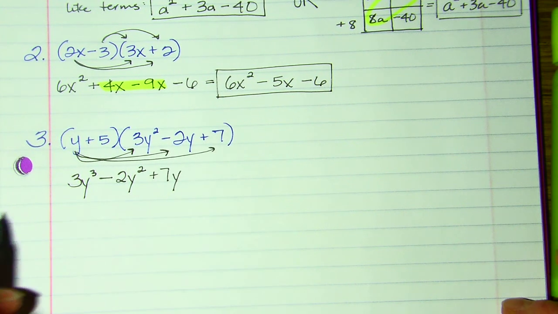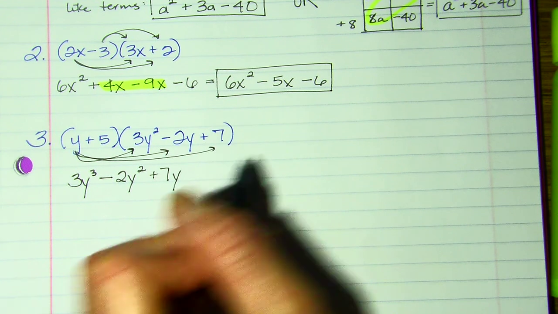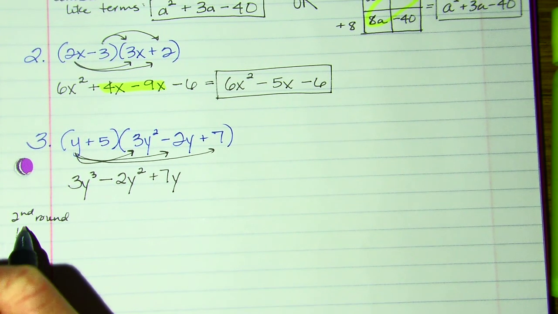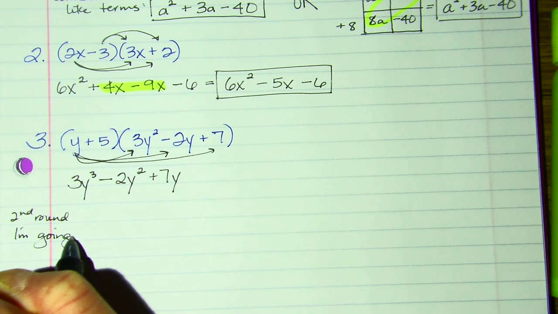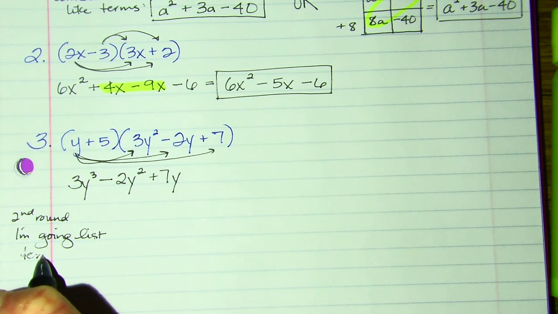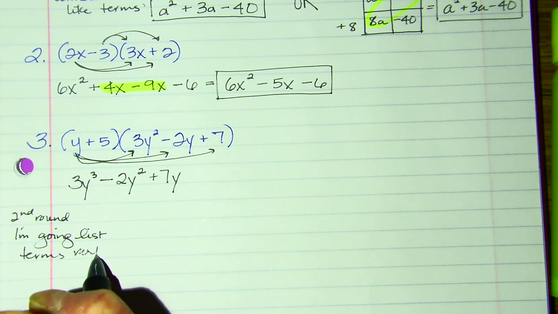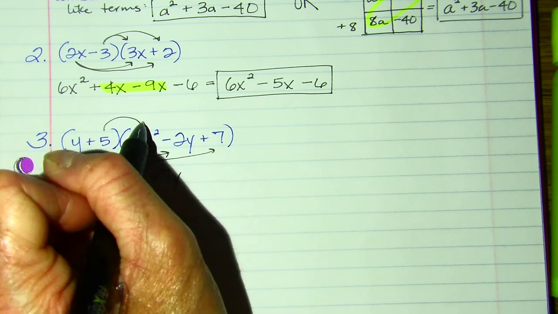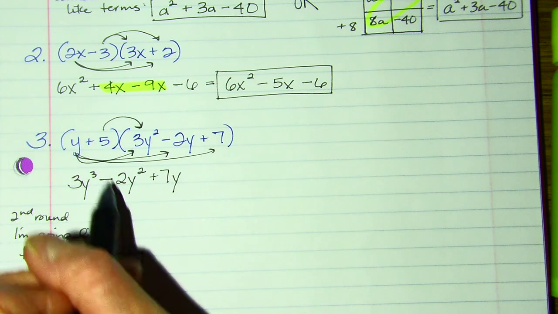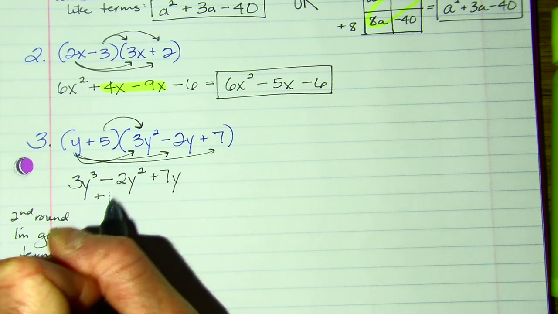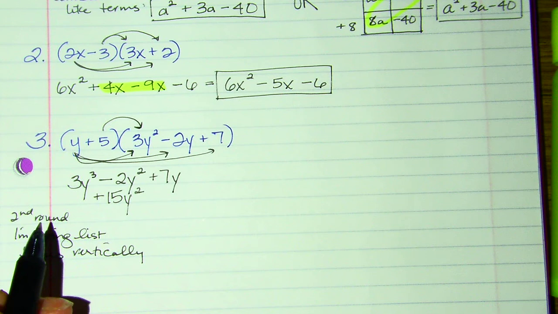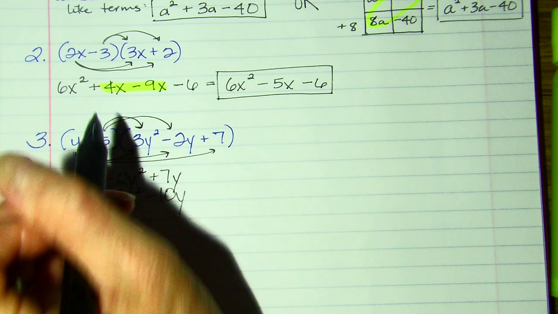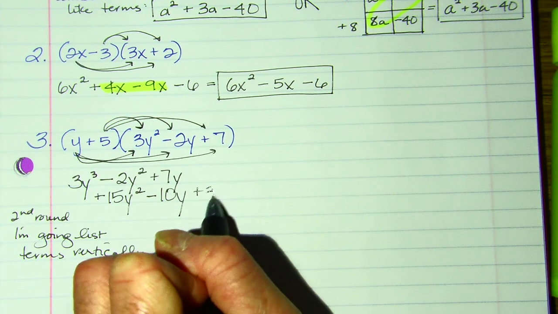Now, on the second round, I'm going to list terms vertically, or under the first row. So what I mean by that is 5 times 3y squared. Well, I know that that's going to give me a positive 15y squared. And positive 5 times negative 2y is negative 10y. And 5 times 7 is positive 35.